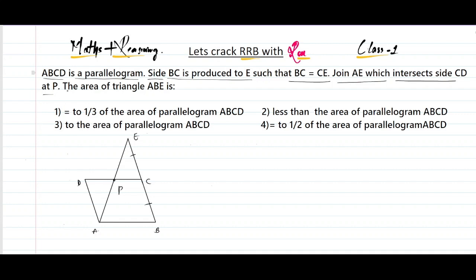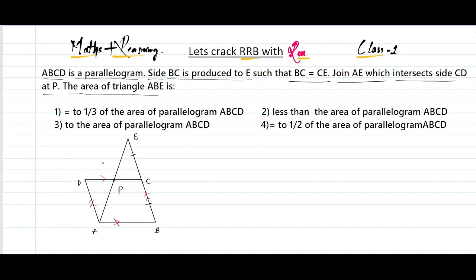Next, they asked us to find the area of triangle ABE, meaning this big triangle, in the form of the area of the parallelogram. If you see the options here, all the options are in the form of area of triangle. So I need to find the relation of this triangle's area with the area of the parallelogram. Listen very carefully. As you already know, in a parallelogram opposite sides are parallel and equal. Similarly, these two sides are parallel and equal, right?